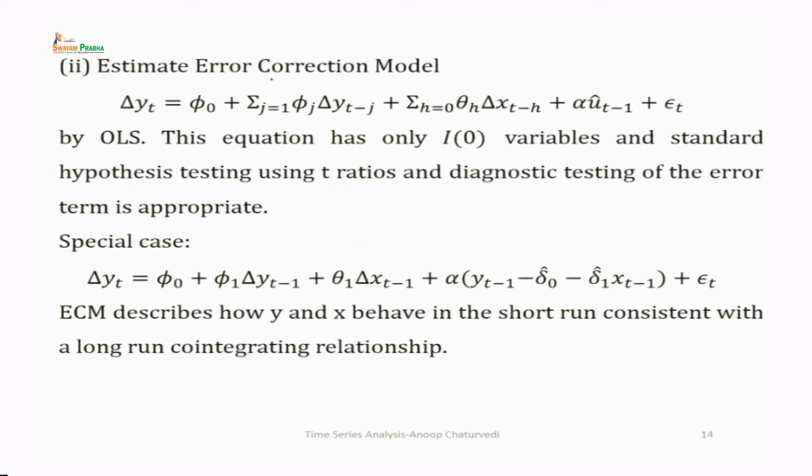Then we estimate the error correction model: delta y t equal to phi naught plus summation over j of phi j delta y t minus j plus summation over h of theta h delta x t minus h plus alpha u hat t minus 1 plus epsilon t, and then we apply OLS. Now, this equation has just I(0) variables. So, there is no problem in applying OLS.